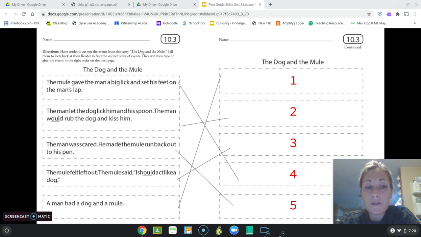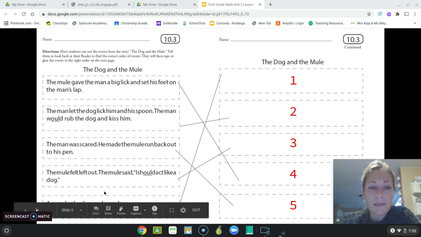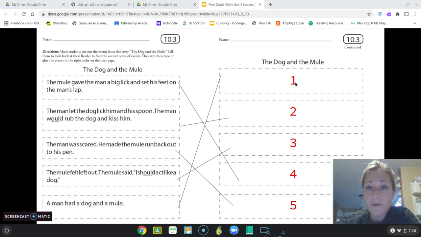So first, we have the last one, right? A man had a dog and a mule. That's this one down here. So I drew a line up to number 1 because that is what happened first. Next, the man let the dog lick him and his spoon. The man would rub the dog and kiss him. All right, that happened second, so that goes in the spot that says number 2.